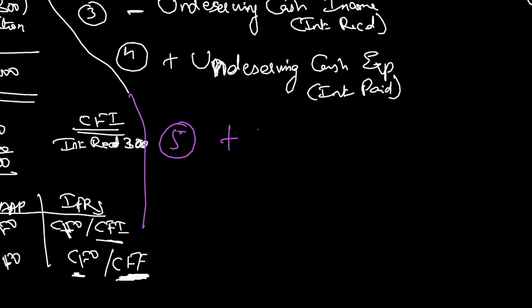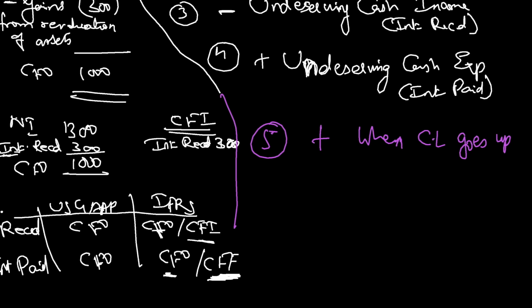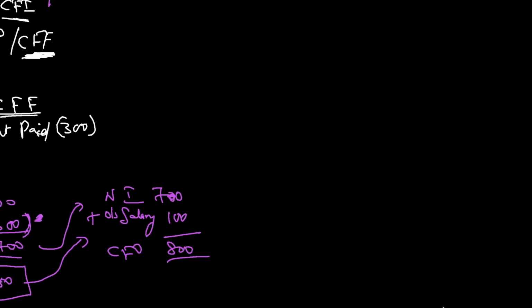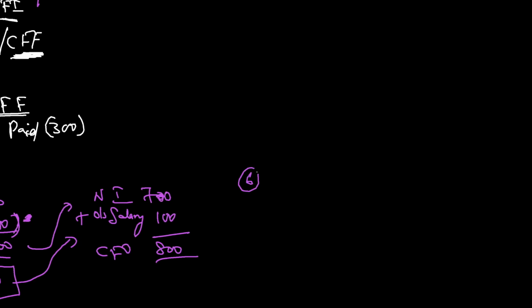Fifth point is add when current liability goes up. When current liability goes up, you should add it to the net income. Similarly, now let me go for the next one.